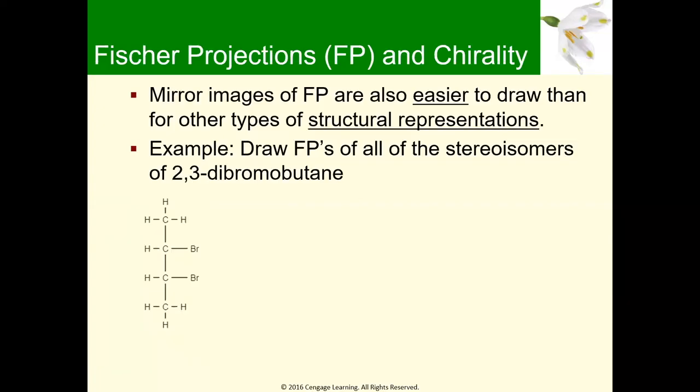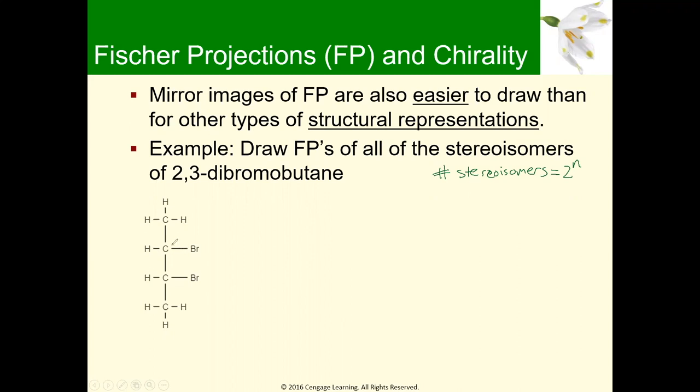Here's the other utility of Fischer projections, that it's easier to draw mirror images and also easier to see the diastereomers. Okay, so mirror images of Fischer projections are also easier to draw than for other types of structural representations. So the first thing I want to point out is, remember this formula that the number of stereoisomers is equal to 2 raised to the power of n, where n is the number of chiral centers in the molecule.